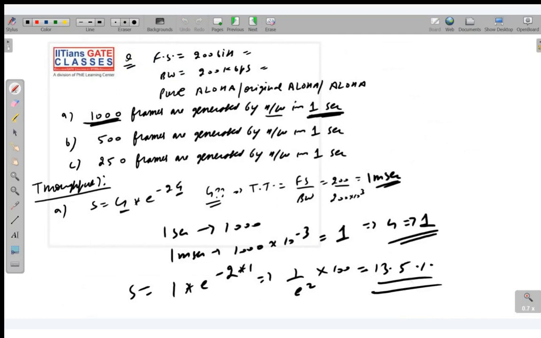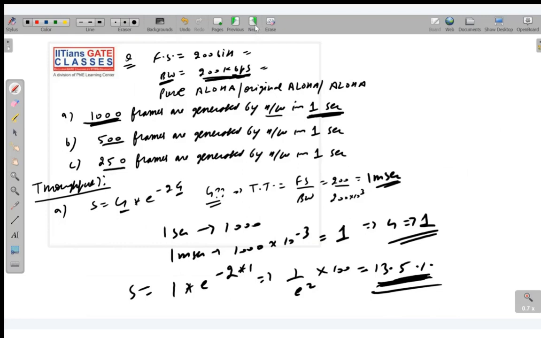Throughput means how fast we can send data. So if bandwidth is 200 kbps, then from 200 kbps we can utilize only 13.5% of it. So throughput is coming to be 13.5%. It entirely depends on what options they give in the GATE exam question. If throughput is given in kbps, then you multiply efficiency by bandwidth. If it is in percentage only, you can leave it here itself. So A option we have completed. Now B and C are left out. Let me do that on the next slide.